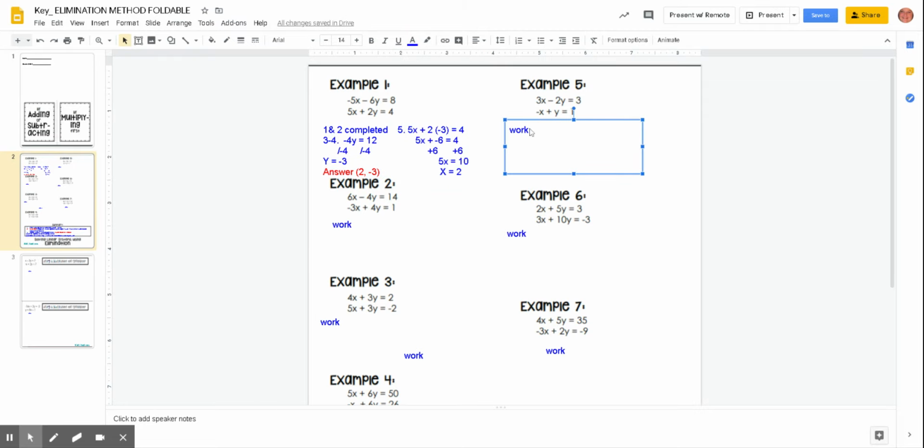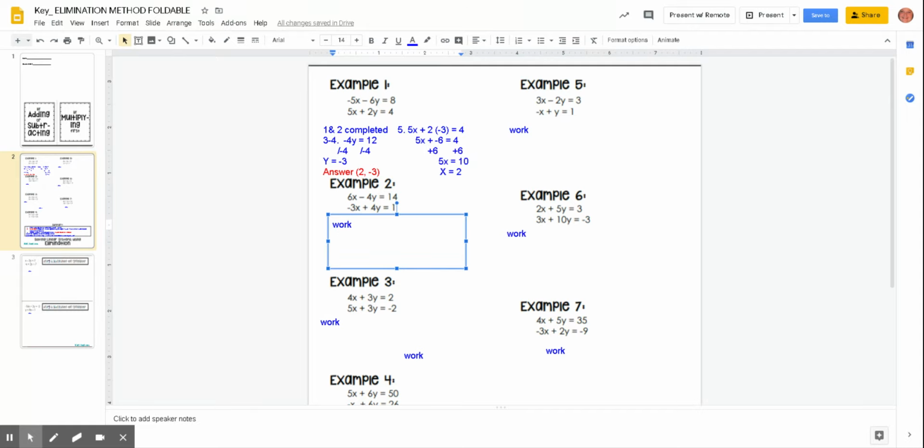Let's go over here to example, we'll go down, I guess, to example 2. So negative 6x minus 4y equals 14, and negative 3x plus 4y equals 1. So here, positive 6x, negative 3x, not additive inverses. Here, negative 4y and positive 4y, yeah, they would eliminate. So these eliminate, and 6x minus 3x would be just a positive 3x. So let's go ahead and, I'm sorry.